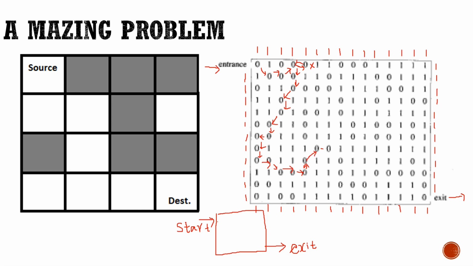path, horizontal path, diagonal path, vertical path, vertical path, then the horizontal path, diagonal path, horizontal path, horizontal path, horizontal. Then I can come here and I can exit. So this is the route.